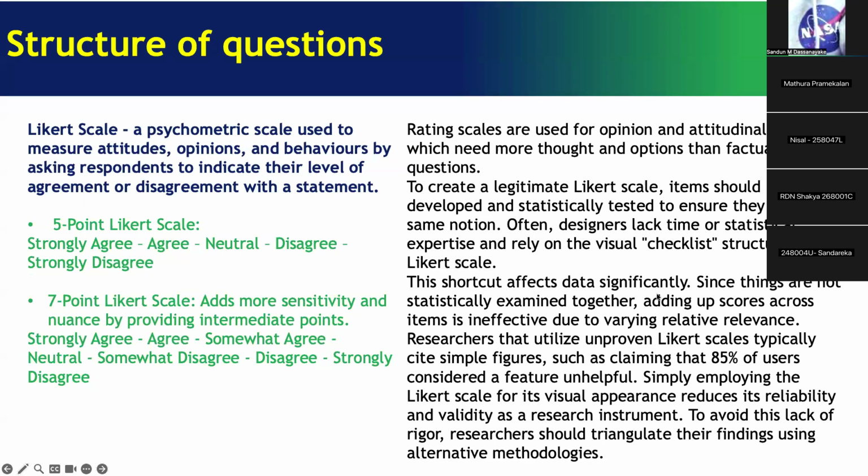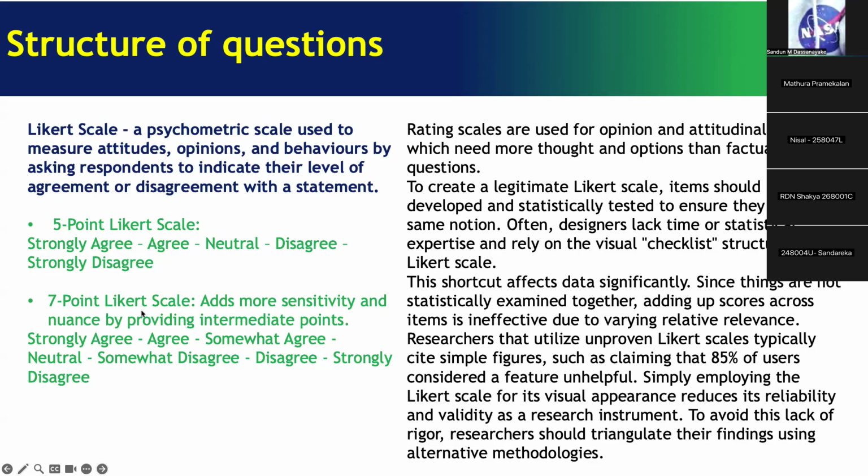So, to avoid this lack of rigor, researchers should triangulate their findings using alternative methodologies, which means if you give a Likert chart, make sure that you have some other way to gauge this finding so you can understand how this opinion is related to whatever is in the study. So it's a psychometric scale used to measure attitudes and opinions. You have a 5-point Likert scale: strongly agree, agree, neutral, disagree, and strongly disagree. But the problem is we don't know what the margin is between neutral and disagree, or between disagree and strongly disagree.